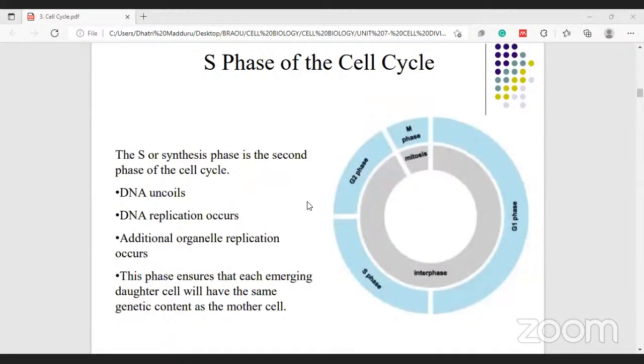The next is S phase. S phase is called the synthetic phase. So it's the second stage of the cell cycle, where the DNA uncoils, replication takes place, and organelle replication occurs, and this ensures that whenever the daughter cell is formed, the genetic content is transmitted.